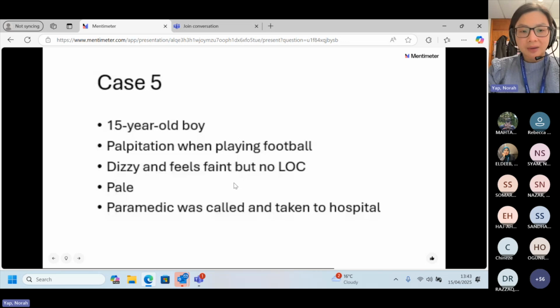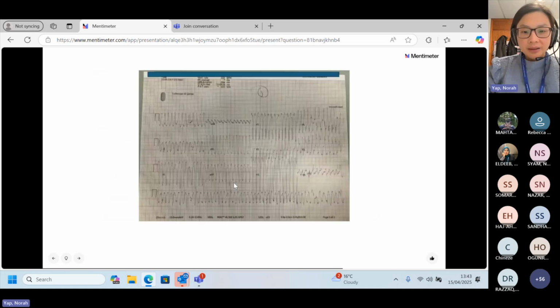So case 5, a 15-year-old with palpitations when playing football. He felt dizzy. He feels like he's going to faint, but he didn't, so there's no loss of consciousness. They stopped him from playing. He looks pale, so a paramedic was called and he was taken to the hospital. And in the hospital, this is the ECG you have. If you can have a look at this ECG, I've got a question to follow after this. I'm going to set my timer again, 20 seconds this time.